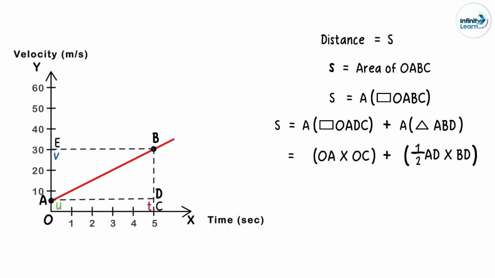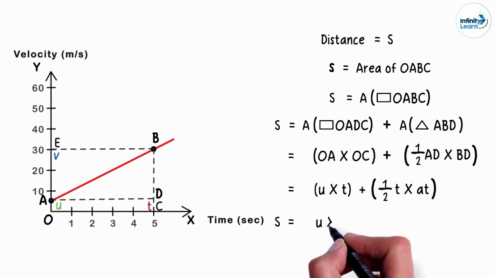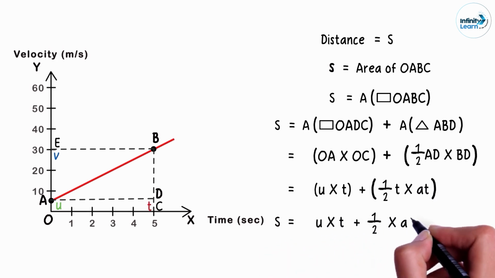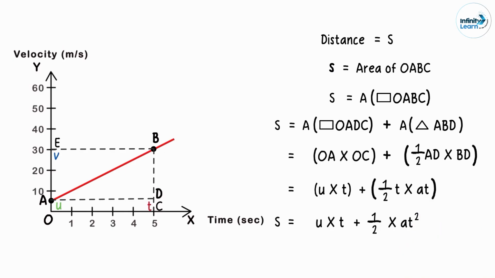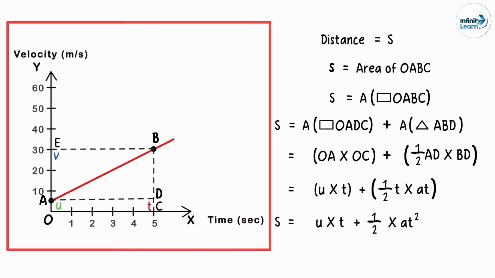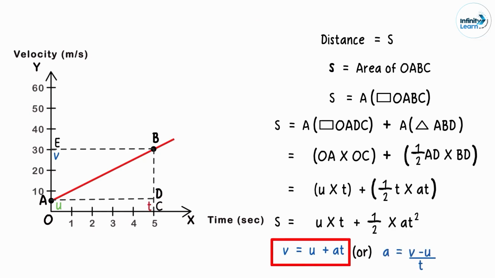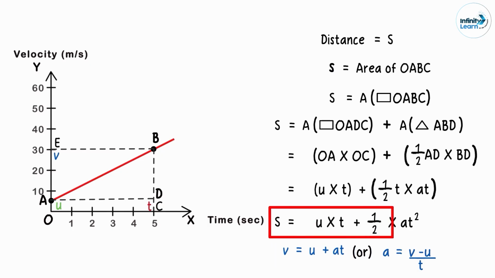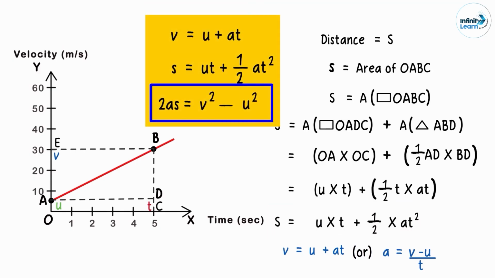Now we have distance S equals U times T plus 1/2 T times AT. Distance S equals U times T plus 1/2 A times T squared. So now we know that with a velocity time graph, we can calculate the acceleration as well as the distance covered. So the two equations we've derived are V equals U plus A times T and S equals U times T plus 1/2 A times T squared. We will derive one more equation of motion in the next tutorial.